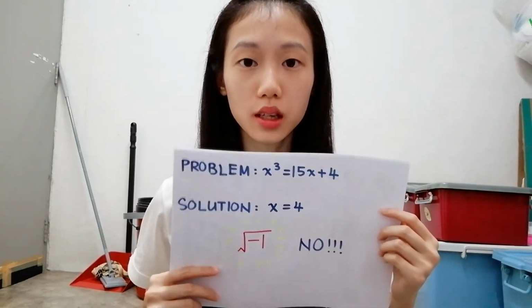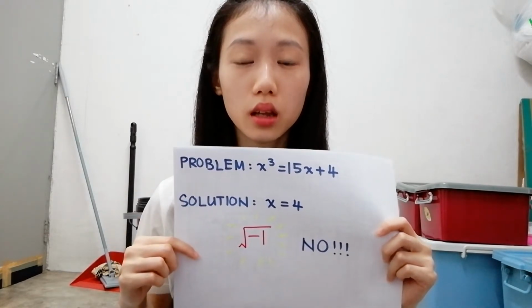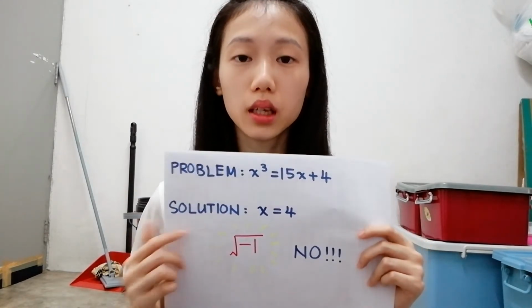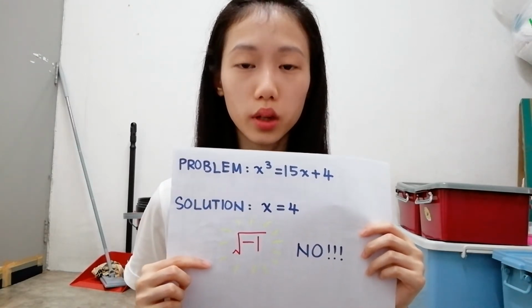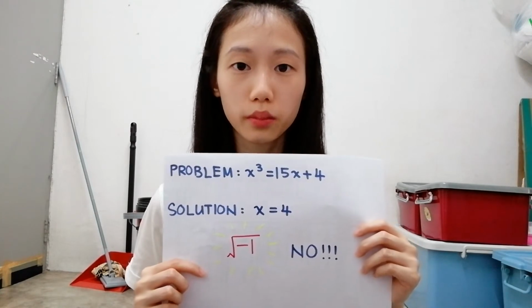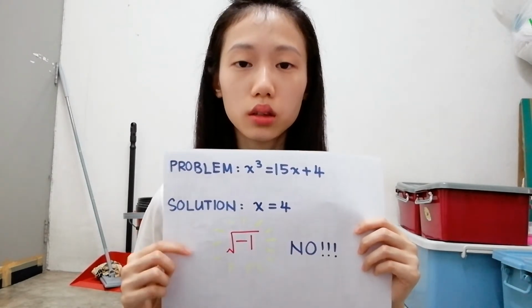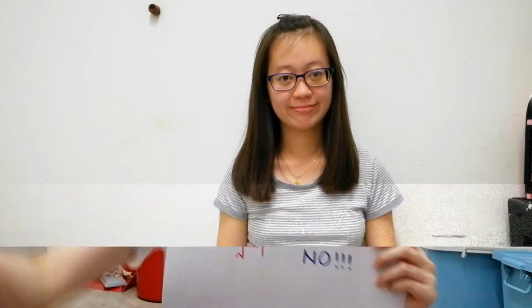There is an interesting thing. This is our problem and solution. We can see that both of them do not include square root minus 1, but it can be clearly seen that square root minus 1 is included in our working step to find out the solution. Therefore, we can conclude that square root minus 1 is crucial to our process in solving a mathematical equation.